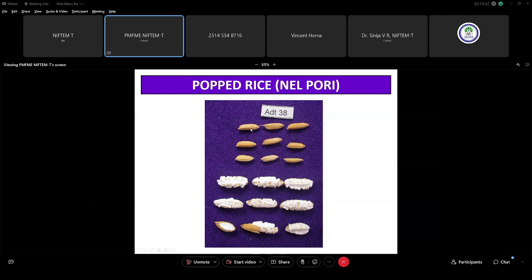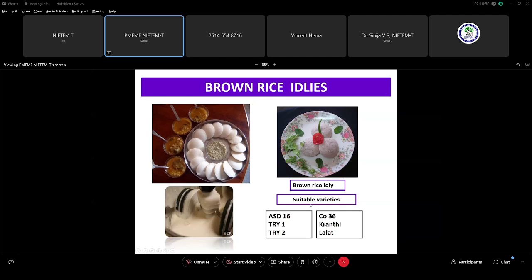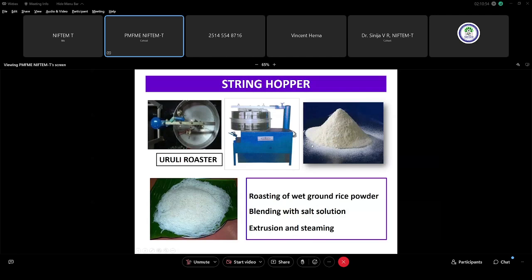And this is puffed rice. When the husk is intact, then it is roasted and the resultant puffed rice is here. It is similar to popcorn. And we can prepare idlis from brown rice. And this is string hopper, where the wet milled rice is roasted in woolly type of roasters.